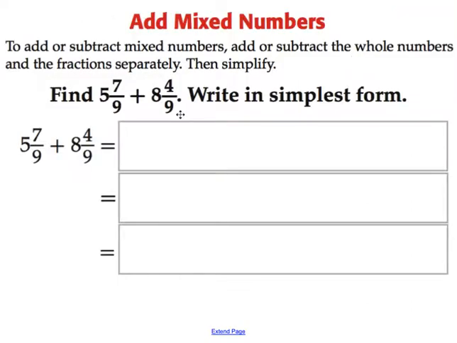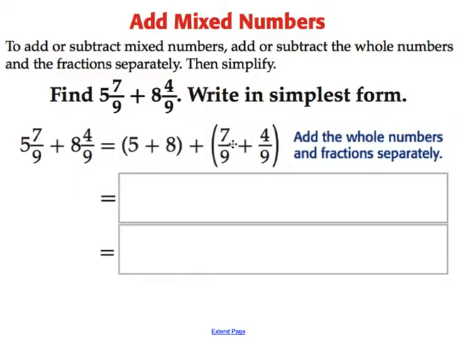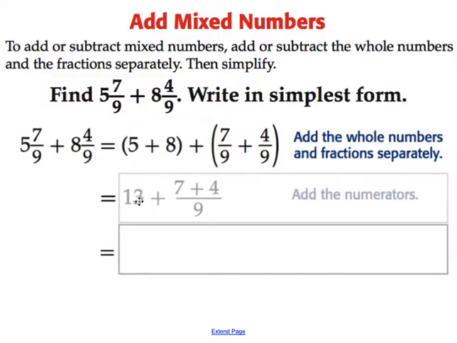Adding mixed numbers. In order to add mixed numbers, what we're going to do is add or subtract the whole numbers, depending on what the problem says, and then we'll add the fractions separately. So 5 7/9 plus 8 4/9, we'll add the 5 and the 8, and then we'll add the 7/9 and the 4/9. Well, the 5 plus 8 gives us 13.